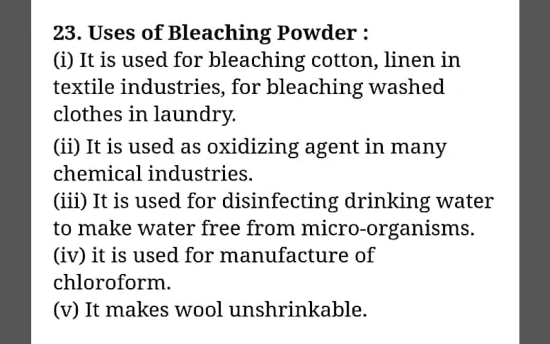Now there are a few of the uses of bleaching powder which are given here: bleaching cotton and linen in textile industries, bleaching washed clothes in laundries, used as an oxidizing agent in many chemical industries, used for disinfecting water to make water free from microorganisms, and used for the manufacture of chloroform. Chloroform is an organic compound having the chemical formula CHCl3. It also makes wool unshrinkable.